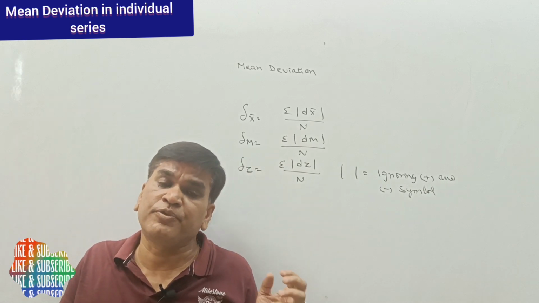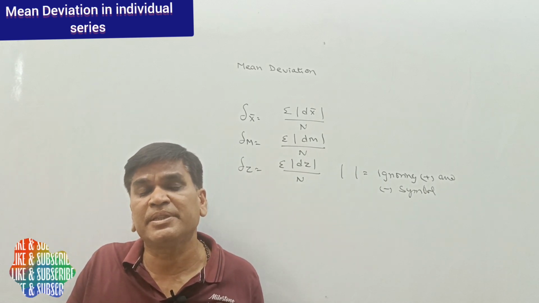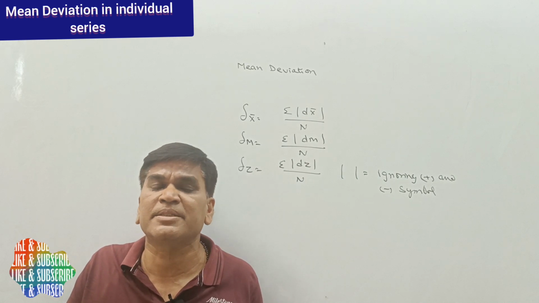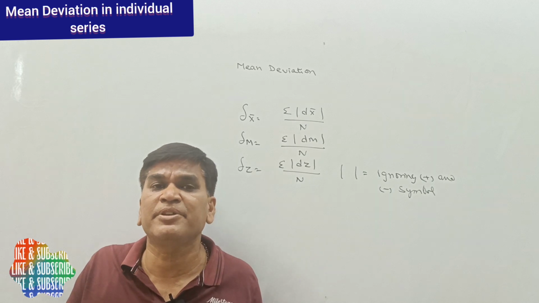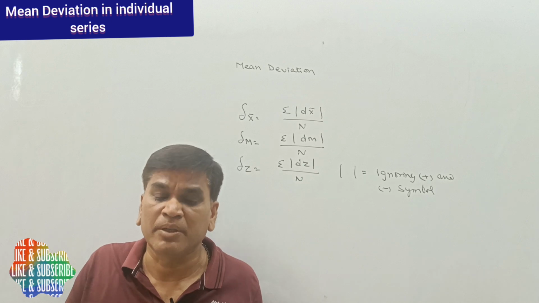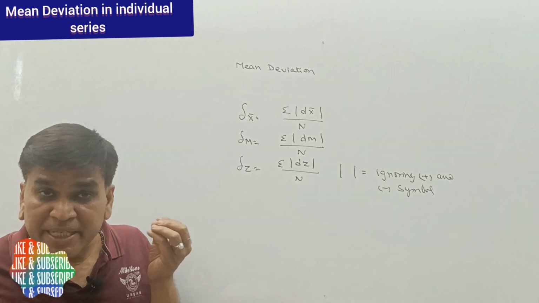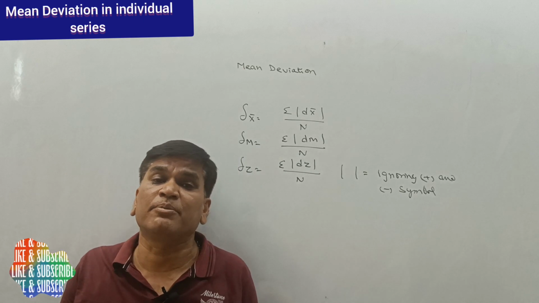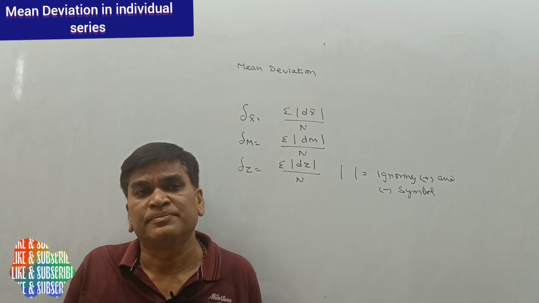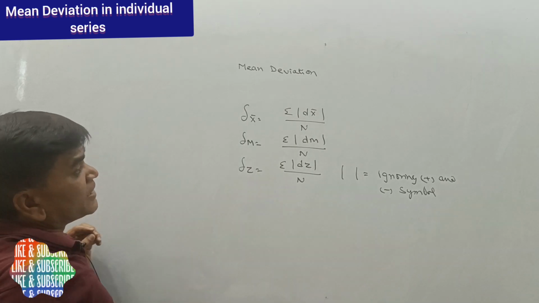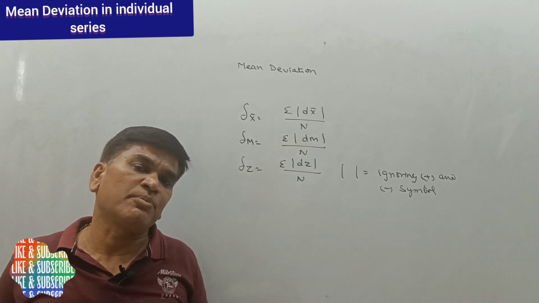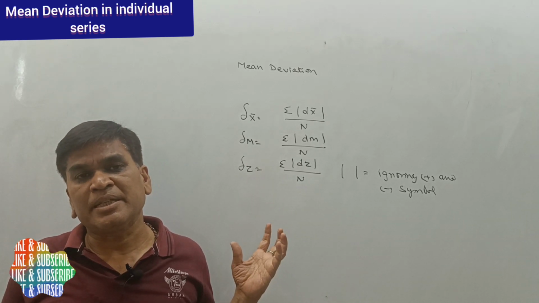Similarly, first we calculate the modal value, then we calculate the deviation from the mode, ignoring plus and minus signs. Then we add all the deviations, and the arithmetic mean of those deviations will be called the mean deviation from the mode. So mean deviation is a single measure which can be calculated from the median, mode and arithmetic mean.